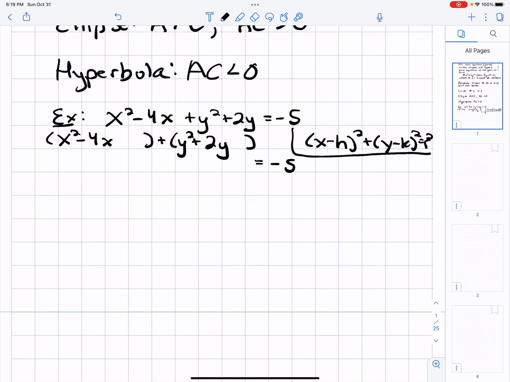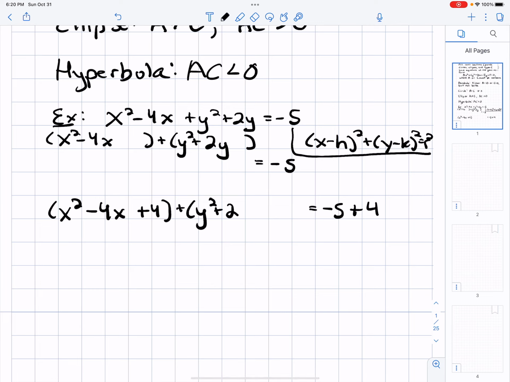All right, let's see. Half of 4 is 2, and then 2 squared is 4. So I'm going to have x squared minus 4x plus 4. But if I do that, I have to keep it balanced out. Since there's an equal sign, it's an equation, I have to keep it balanced out. If I add a 4 on the left, I got to add a 4 on the right. Then y squared plus 2y. Well, half of 2 is 1, and 1 squared is 1. So I'll add a 1 to that. But then I also got to add a 1 over there on the right.